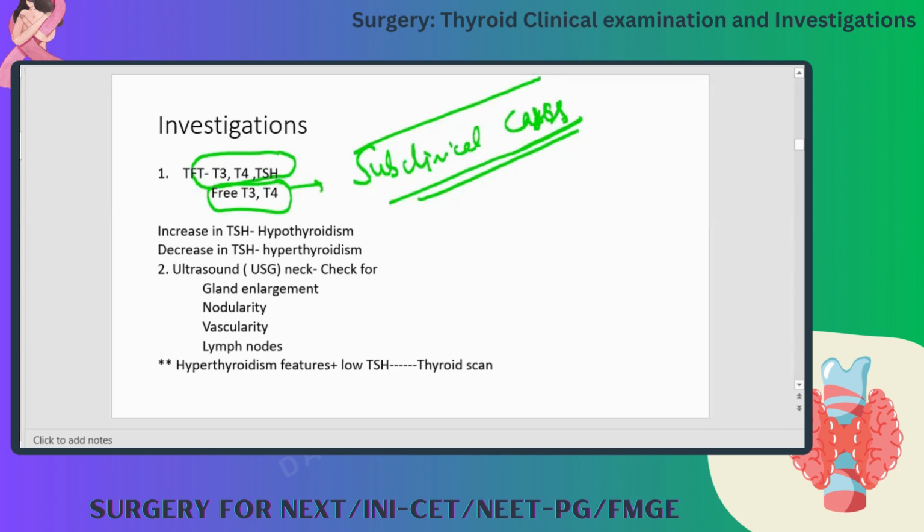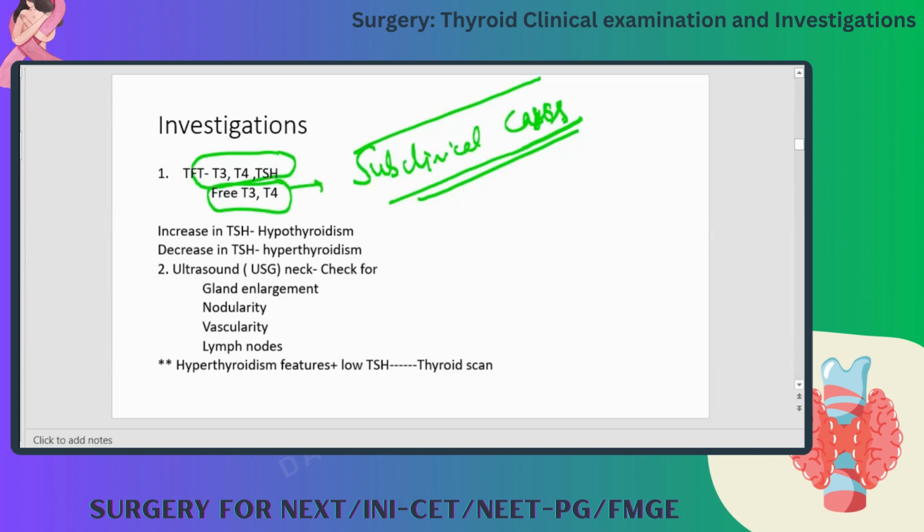Remember like this. In established disease, T3, T4 are enough. In early disease, free T3, T4 is required. If you have any doubt, we have to do that for confirmation. Clear? Then we do an ultrasound again, imaging.